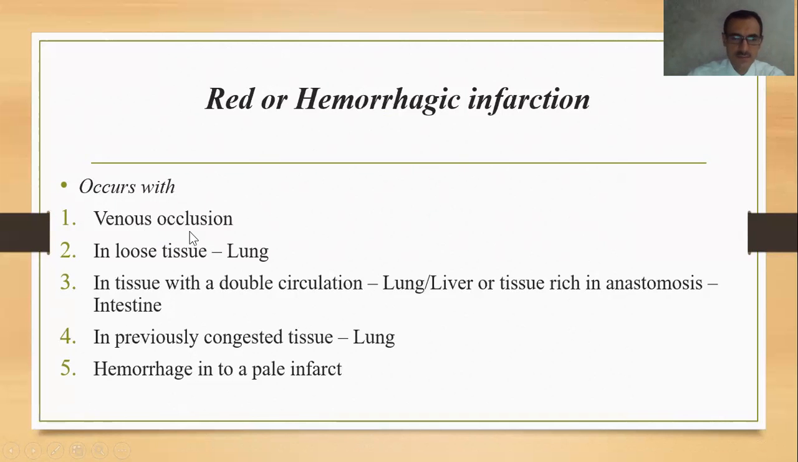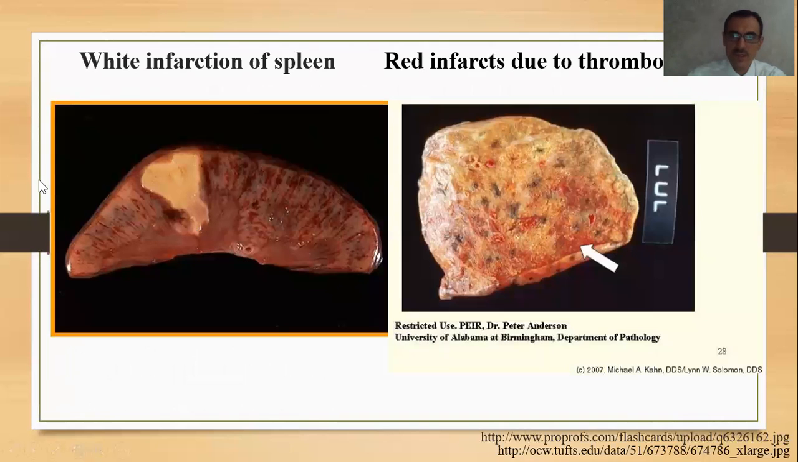Let me pass this slide. Here we see the types of infarction by the shape. Here you see the conical infarct, and also by the color. The white infarct of the spleen is the conical type, and the red infarct of the lung is due to thromboembolism. Here we see the red infarcts.